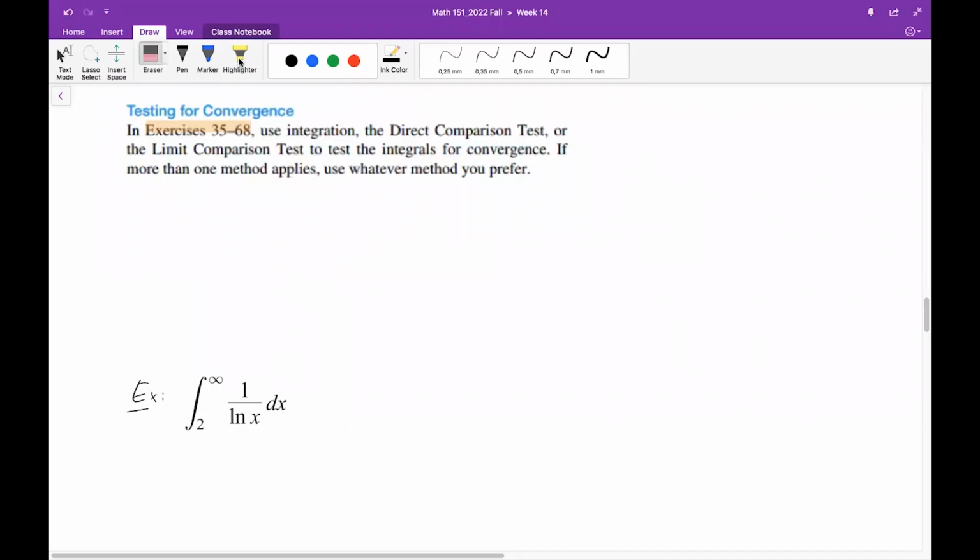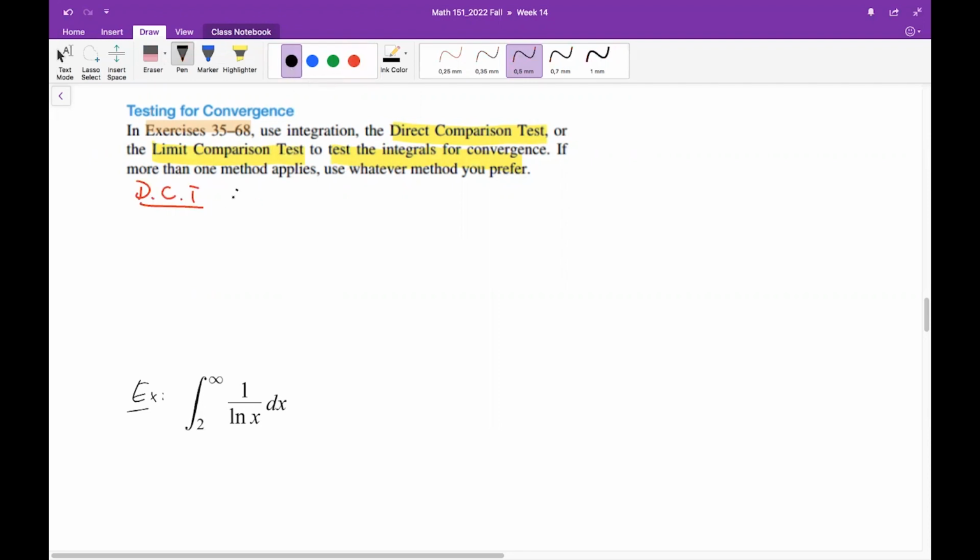This is part 2 of the problem solving session. And in this part, we will remember how to use the direct comparison test and the limit comparison test to test integrals for convergence. Okay, before dealing with the next example in which we will be using the direct comparison test, let me remind you the statement of it.